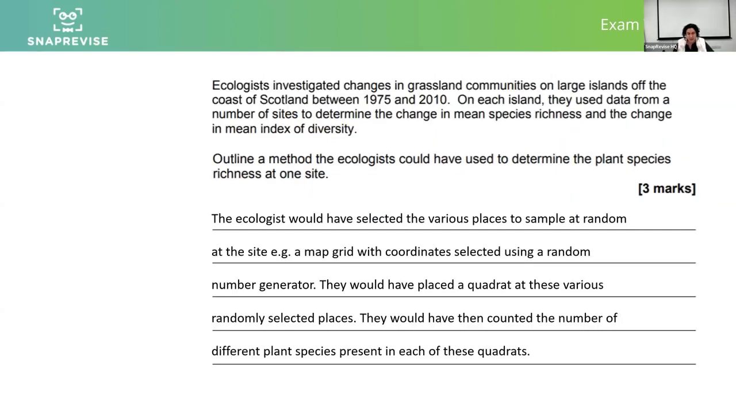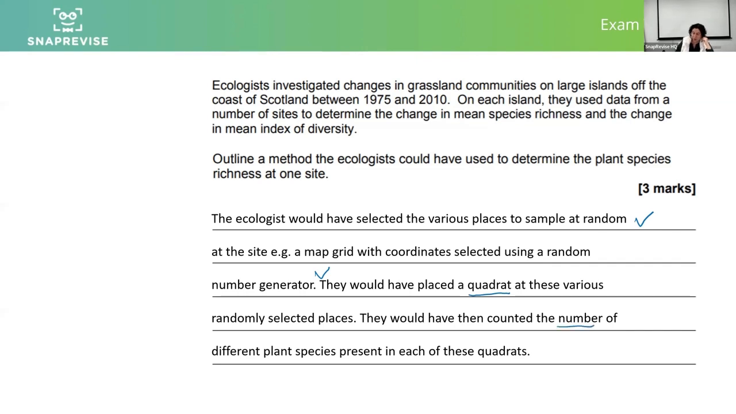So the ecologist could have selected the various places to sample at random at the site, for example, a map grid with coordinates selected using a random number generator. So here I'm explaining how they're going to sample at random. They could have placed the quadrat at these various randomly selected places. So I'm stating the equipment that I'm going to use. They could then have counted the number of different plant species present in each of the quadrats. So what exactly are they going to measure for that?